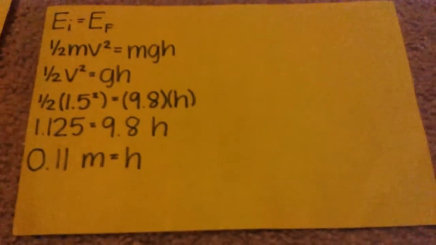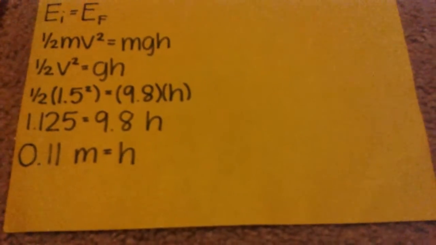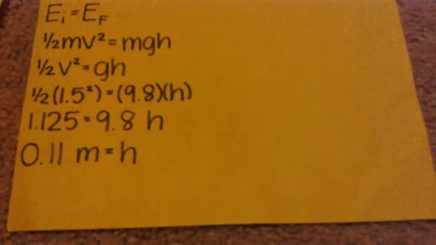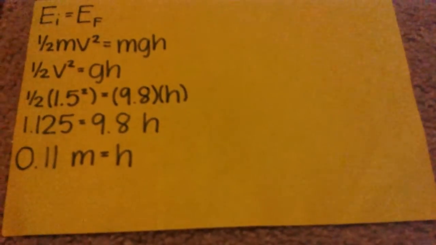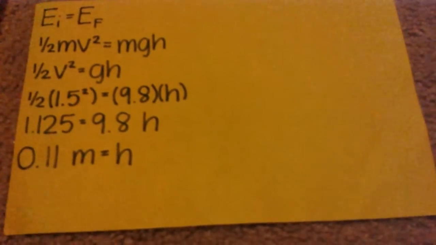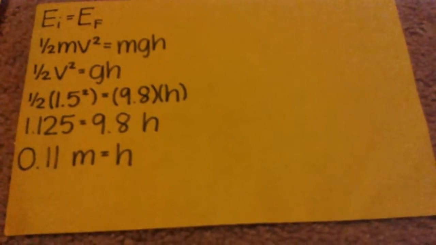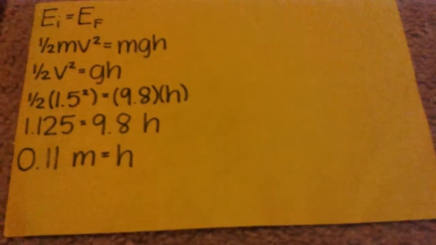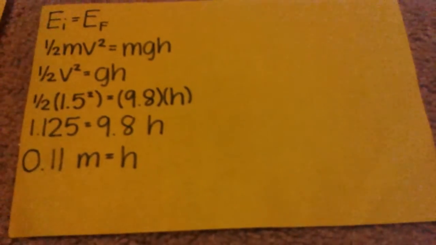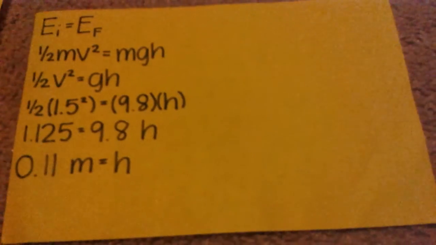Plugging in the velocity we found in part A, which is 1.5, we get 1/2 times 1.5 squared equals g, which is 9.8, times h, which is what we're trying to find. After squaring 1.5 and multiplying it times 0.5, we get 1.125 equals 9.8 h. Dividing by 9.8 will give us a height of 0.11 meters, and that is the answer to the problem.